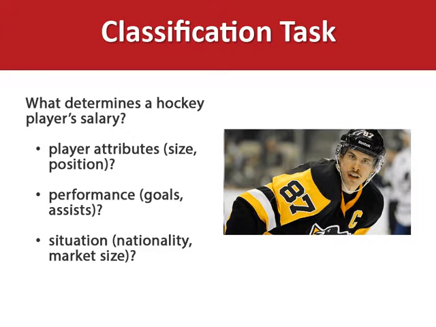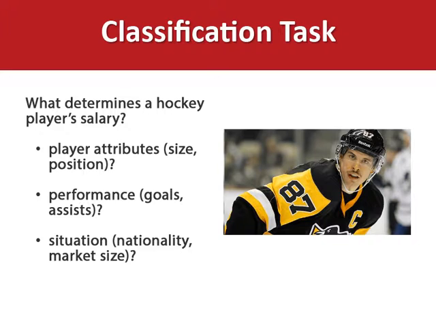The classification task we're going to use for this demo is predicting, or at least better understanding, the factors that contribute to the amount of a professional hockey player's salary. So is salary determined by attributes of the player, like that individual's size and the position they play, or is it simply a function of their performance on the ice in terms of goals, assists, and so on? Or is it more situational? Is it due to, say, their nationality or the size of the market that their team is in?